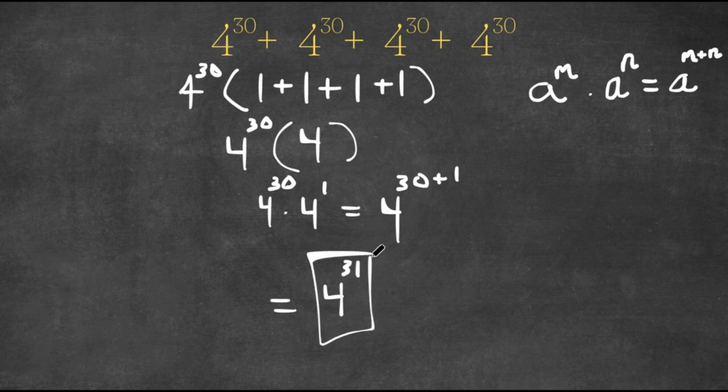Now, another way of doing this, and actually a simpler way, is instead of factoring out 4 to the power of 30, well, we just have 4 to the power of 30 4 times. So this is just simply 4 to the power of 30 times 4, because it's just 4 times. And this will automatically bring you here, and then you just multiply these two. So that's a simpler way of doing it.